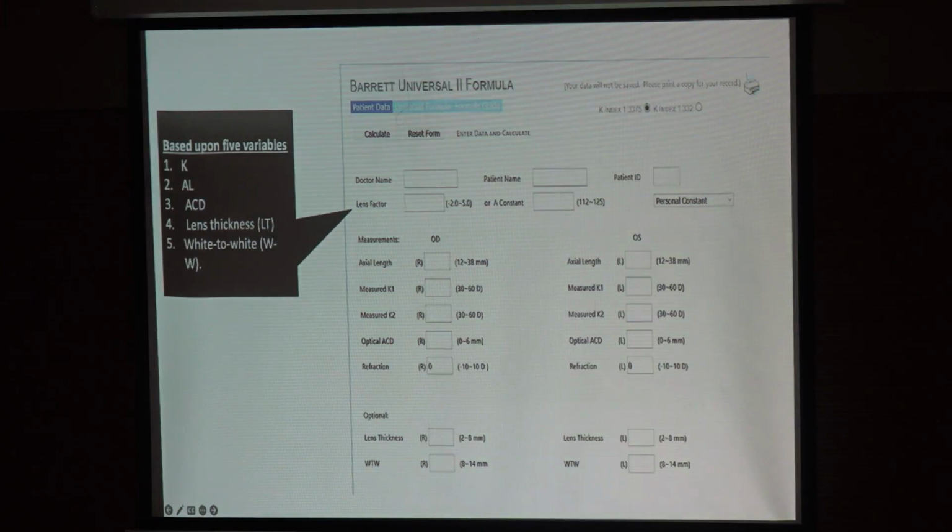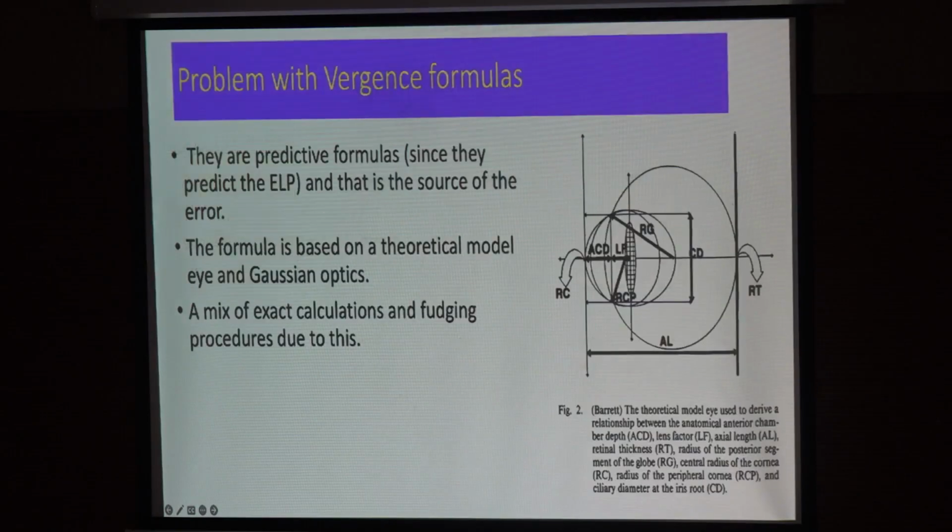So you see some biometer, they say, oh, this biometer has a Barrett's, this has an RBF formula. So it means that it has the capacity to measure these variables and incorporate them into the formula. For example, Barrett's uses K, axial length, anterior chamber depth, lens thickness, and white to white. So these are all parameters which determine the effective lens position.